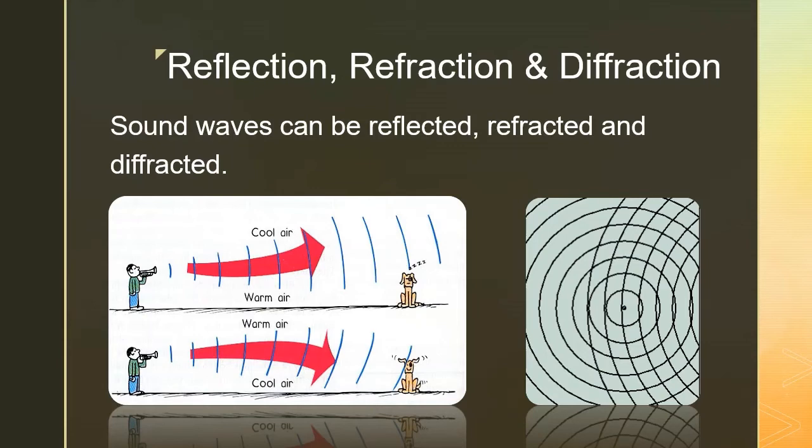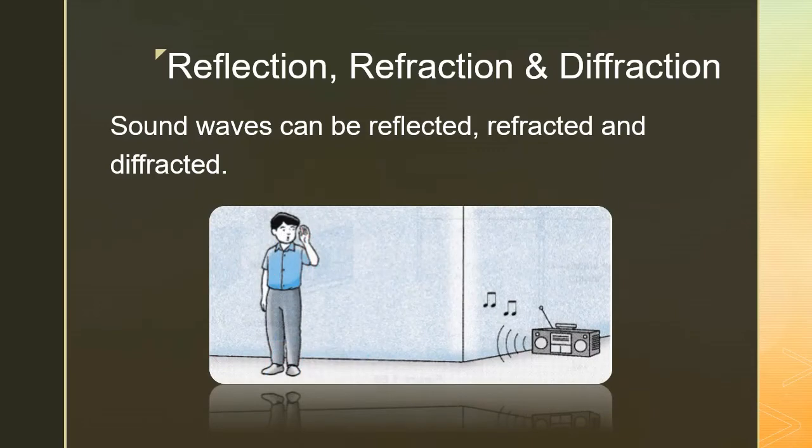Reflection also occurs. Obviously, a reflection of sound is what we call an echo. And finally, diffraction definitely occurs. We've got here a radio around the corner from a guy. If diffraction didn't occur, he would never hear that. But because sound does diffract, he is able to hear those sounds around that corner.